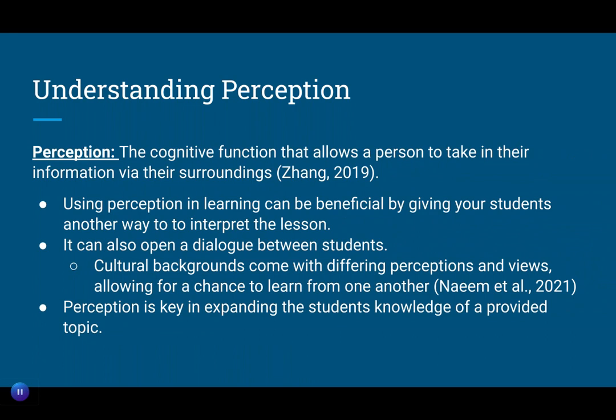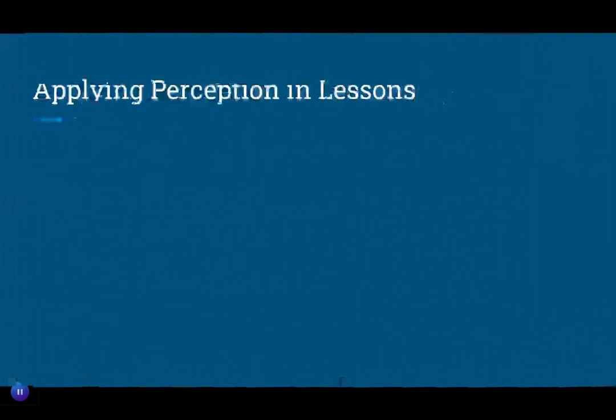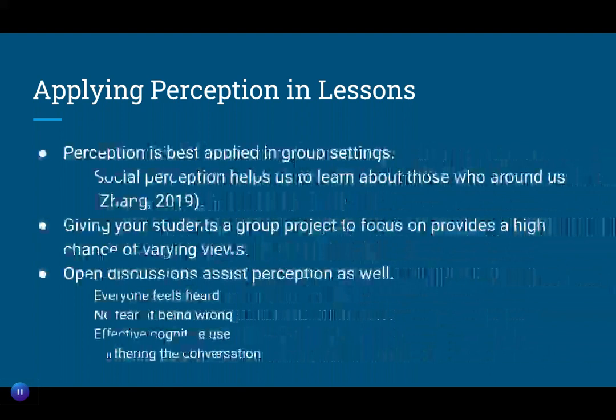Perception is key in expanding the students' knowledge of the provided topic. It's important for you to understand how they're perceiving your information, because if you don't and you continue, they will get lost. So let's talk about applying perception into your lessons. Perception tends to be better applied in group settings. Social perception helps us to learn about those who are around us. So that cognitive function of perception will be how one student understands another.